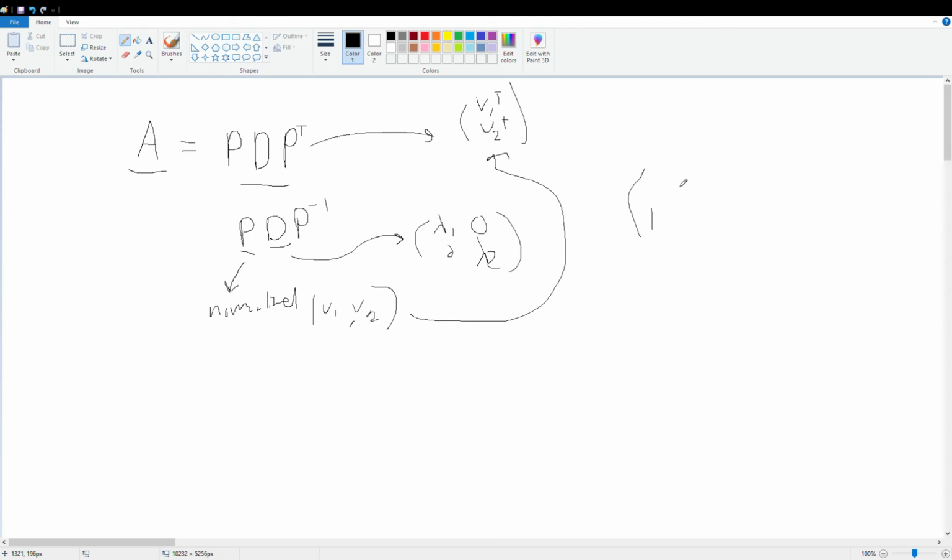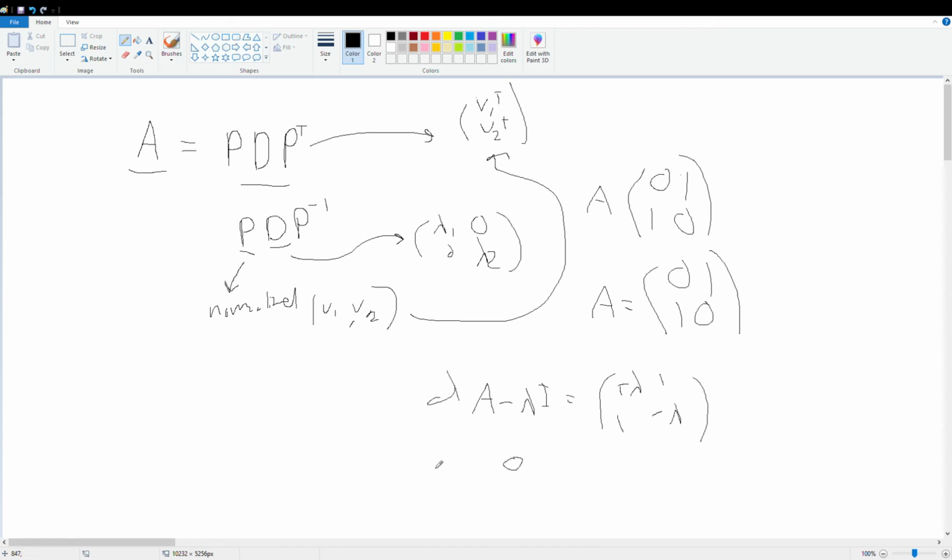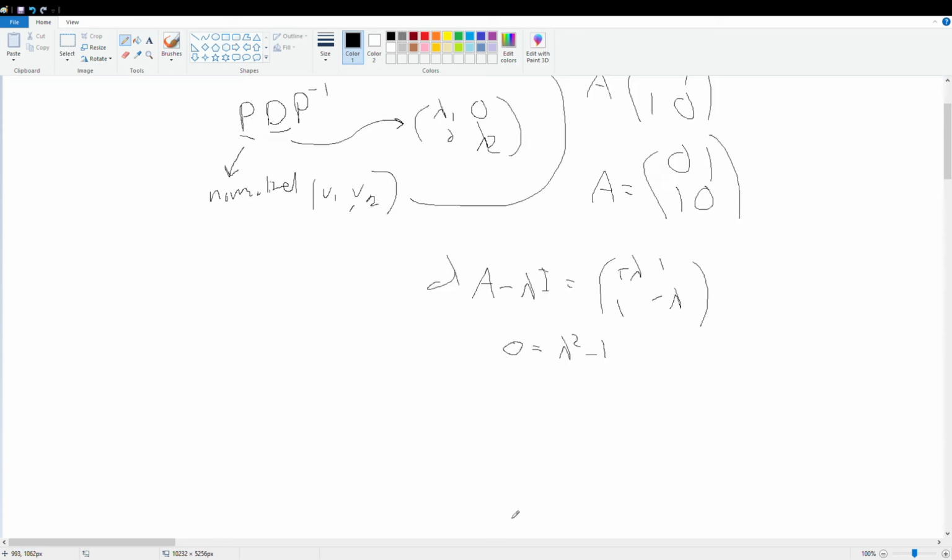So let's take the matrix 0, 1, 1, 0, which is symmetric. Let me go ahead and prove it: A, and then we just do the transpose. It is most definitely symmetric. Now to find its eigenvalues, we do A minus lambda I, and we find minus lambda, 1, 1, minus lambda. If we assume the determinant of that is 0, we get lambda squared minus 1 equals 0. Since lambda squared equals 1, our eigenvalues are 1 and minus 1.